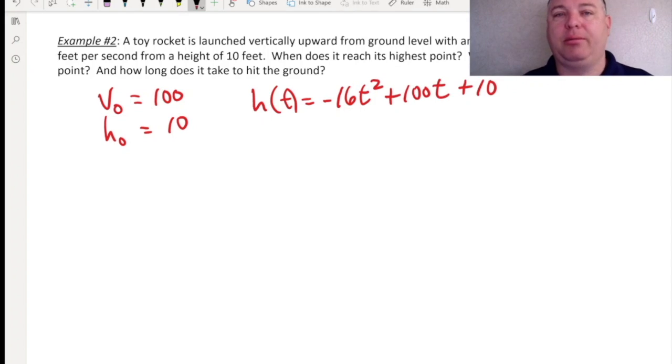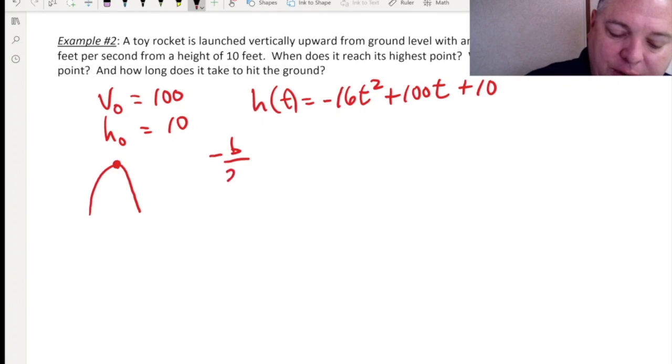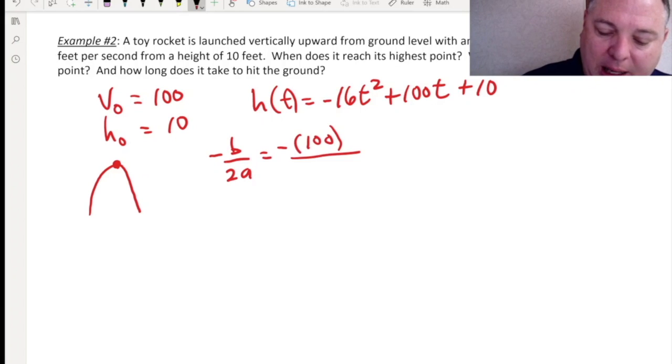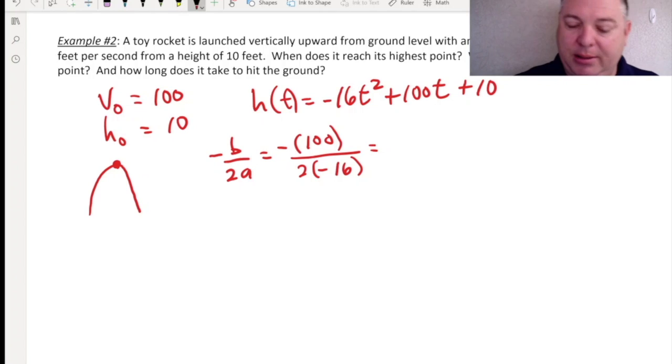Three questions here. When does it reach its highest point? Because it says when, that's a clue for us that we're solving for time. In an earlier lesson, we learned that to find the vertex of a parabola, we can use a formula called negative b over 2a. When it reaches its highest point, that will be a vertex. Negative b over 2a on this equation. The b value is 100. The a value is negative 16. It's 3.125 seconds.